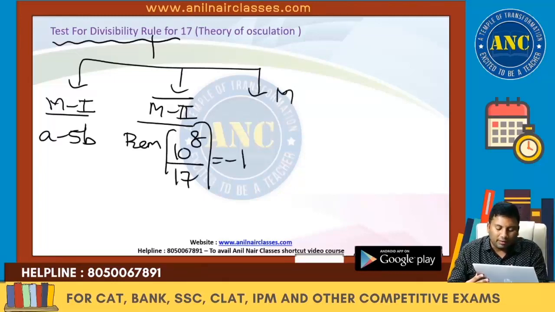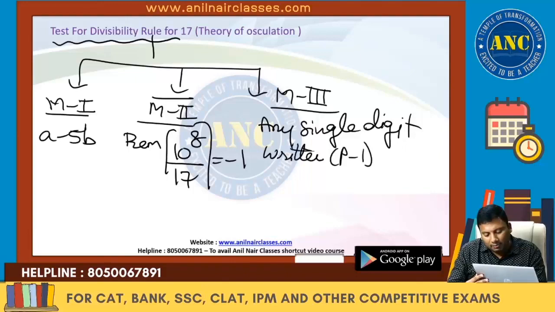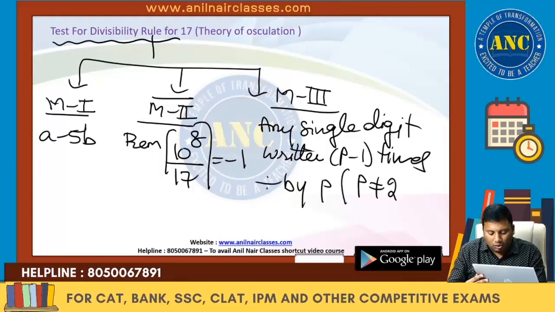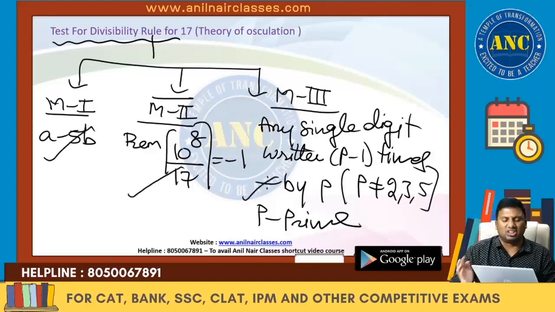Method number 3: any single digit written p minus 1 times is always divisible by p, where p is a prime number not equivalent to 2, 3 and 5. Depending upon the question, you choose either method 1, method 2 or method 3.